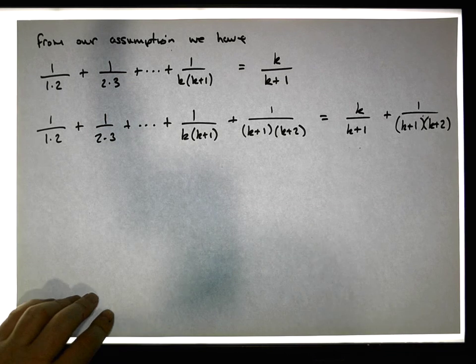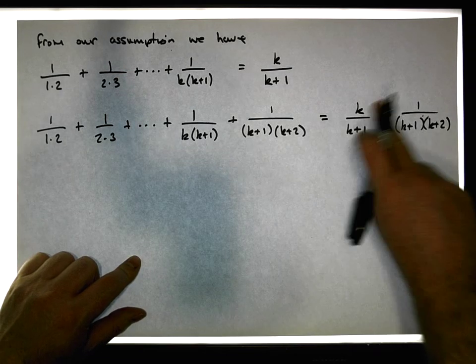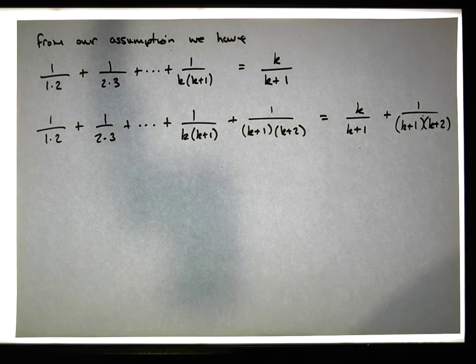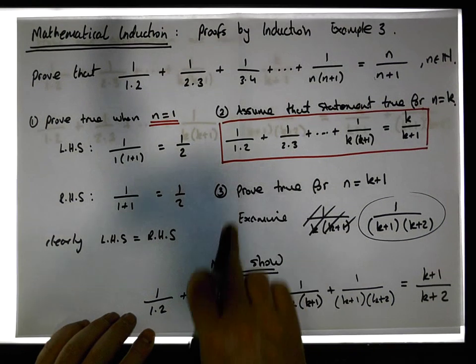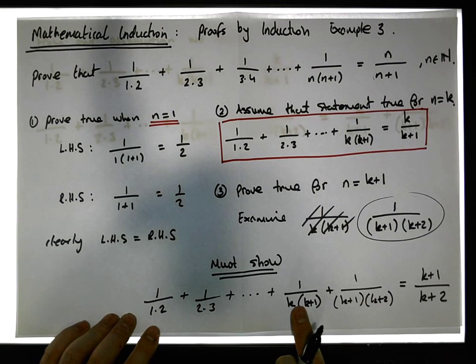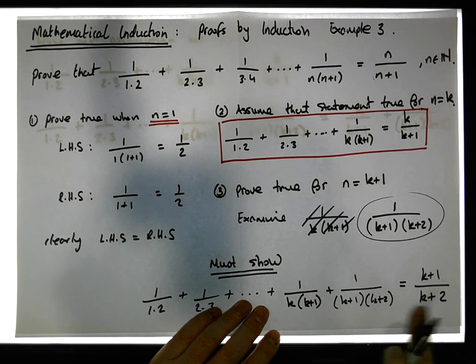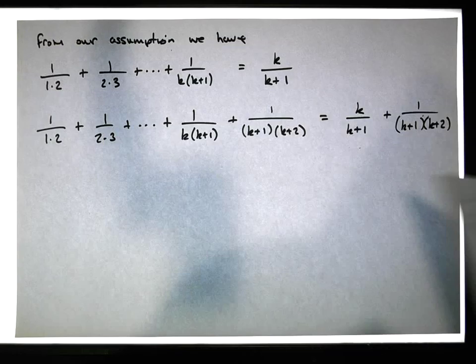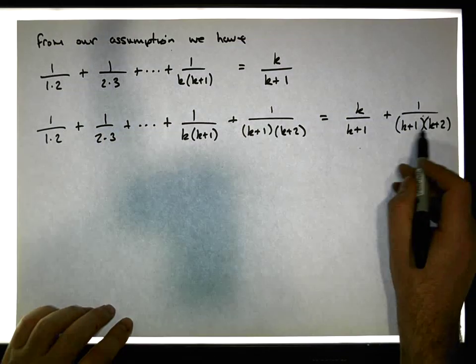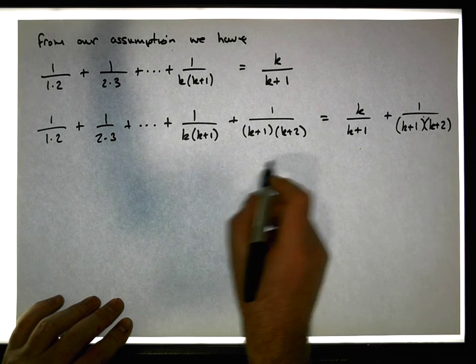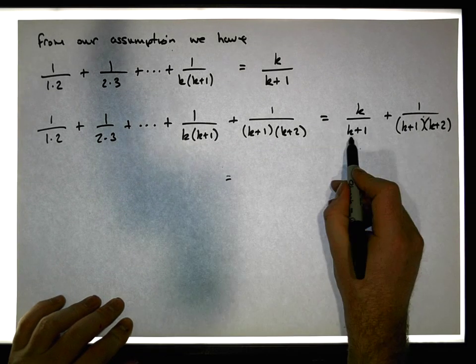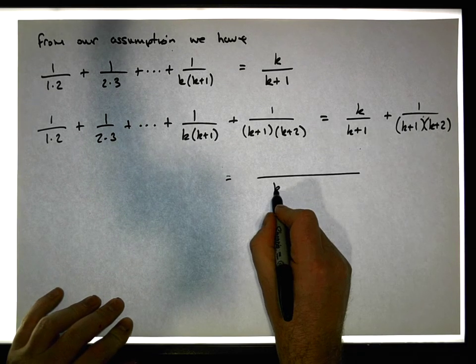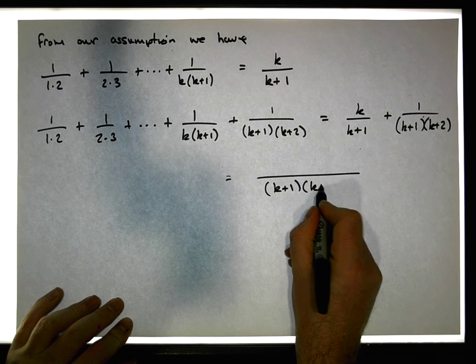Now what we'd like to do is show that this thing here is equal to, from step 3, what we need to show: that when we add on the k plus 1 term, we actually get this particular term here, k plus 1 over k plus 2. And I think you can probably see that this is actually going to happen nicely. Looking at the right-hand side here, we could have a common denominator of k plus 1 times k plus 2.